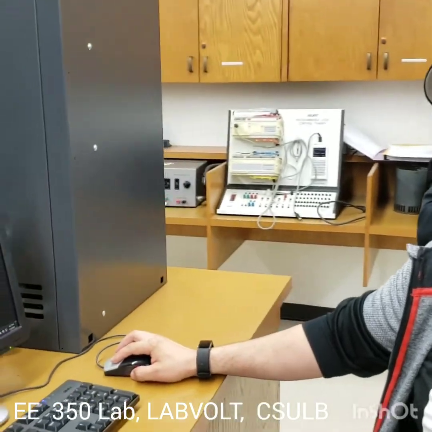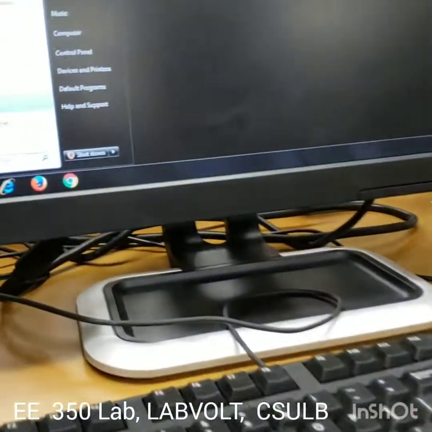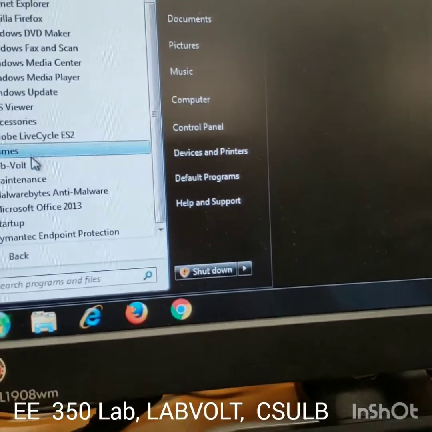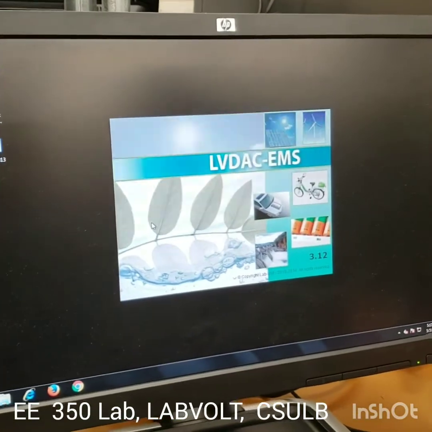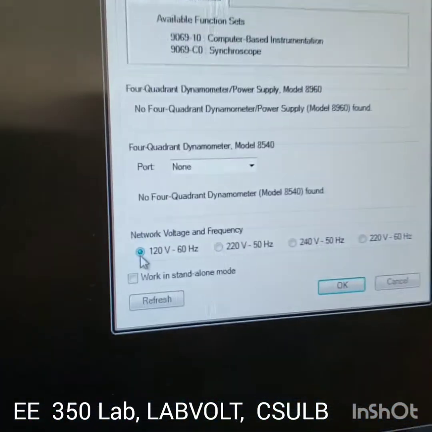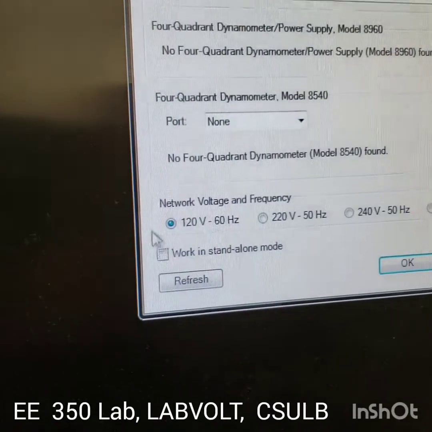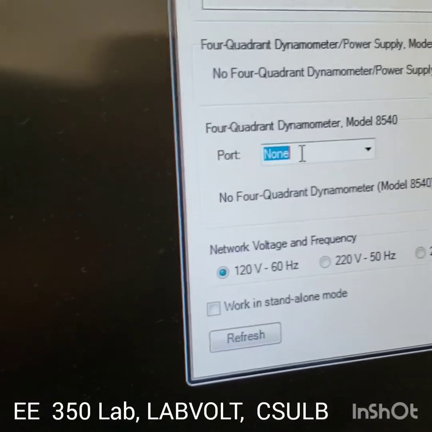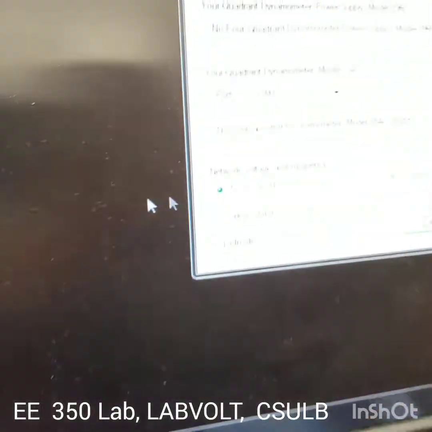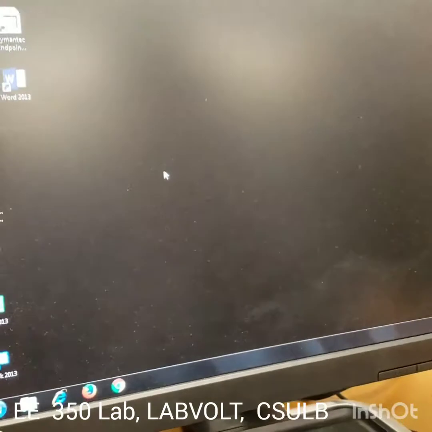Okay, so now we're going to go ahead and open up the program. My name is Enrique, working with the EE350 lab project with LABVOLT. So we're going to go ahead and open up the Windows icon, go to all programs, go to LABVOLT, open the program, wait for it to load. And we're going to go ahead and choose 120 volts. Port COM1, and then OK, and then open up the oscilloscope.